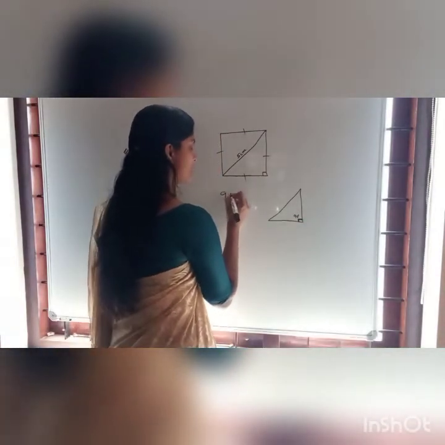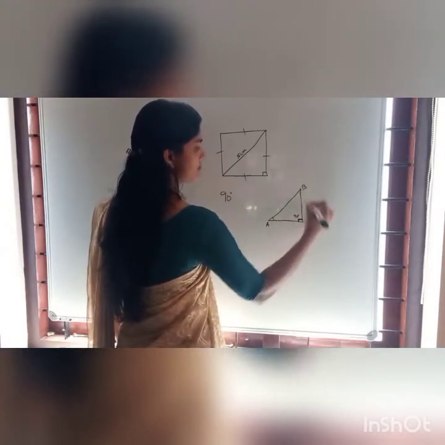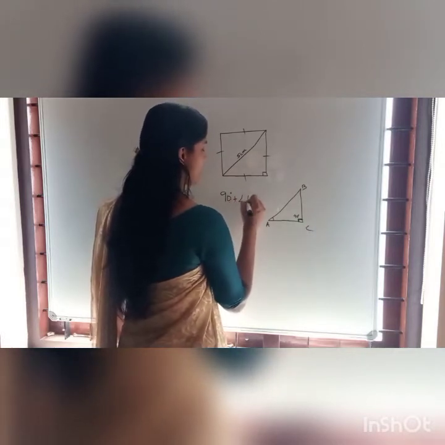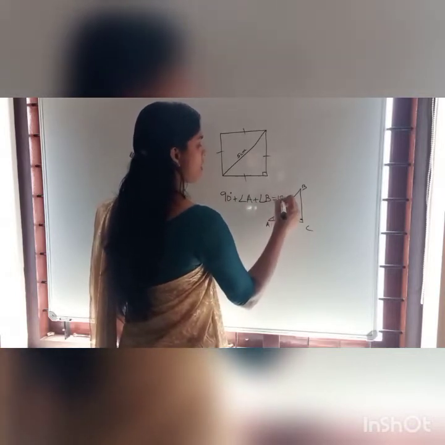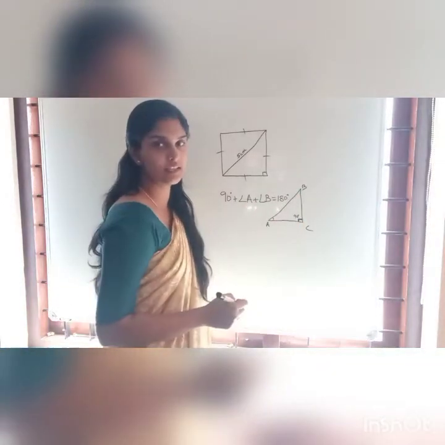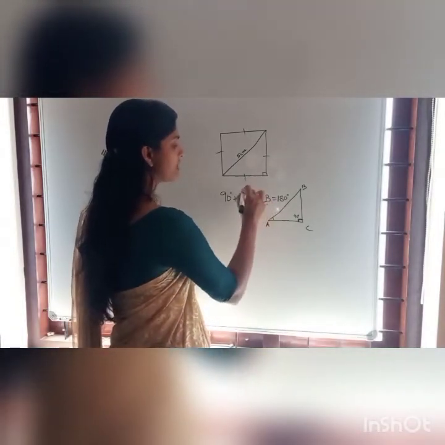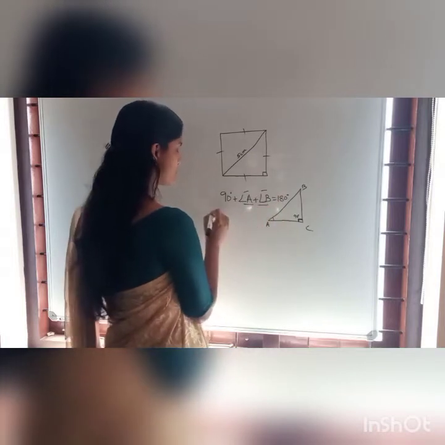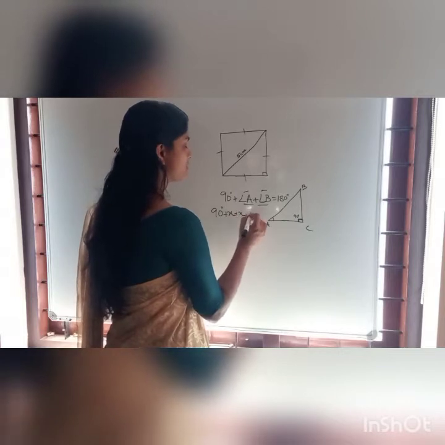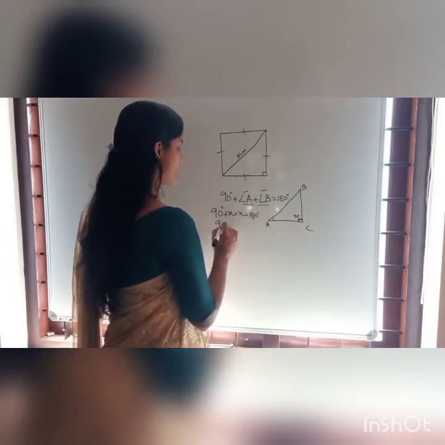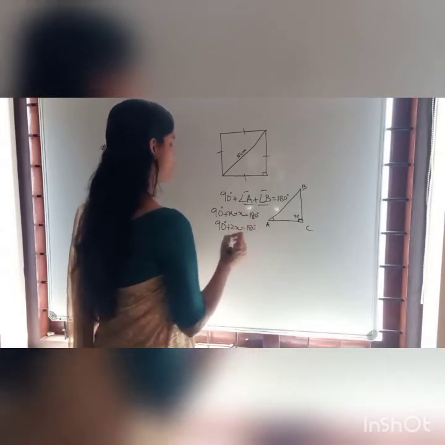We have one angle of 90 degrees. So 90 degree plus the measure of angle A plus angle B. It is of what? 180 degree, right? Now, this angle A and angle B are of equal measure, right? So, 90 degree plus x plus x, that is 90 degree plus 2x is equal to 180 degree, right?